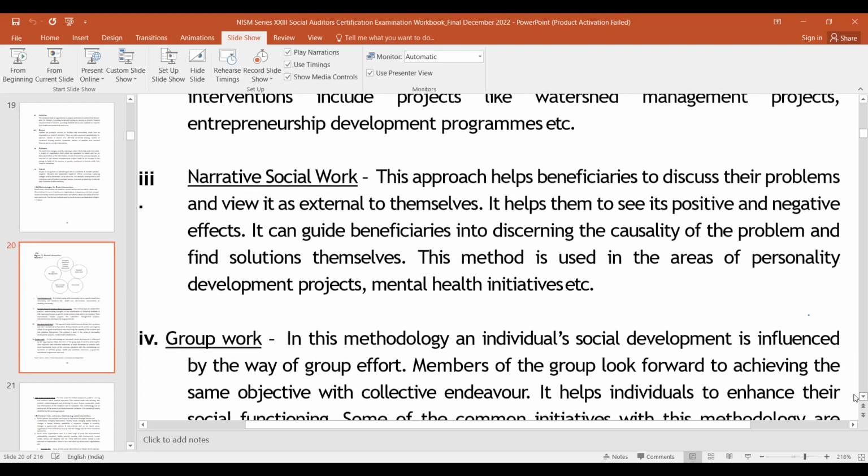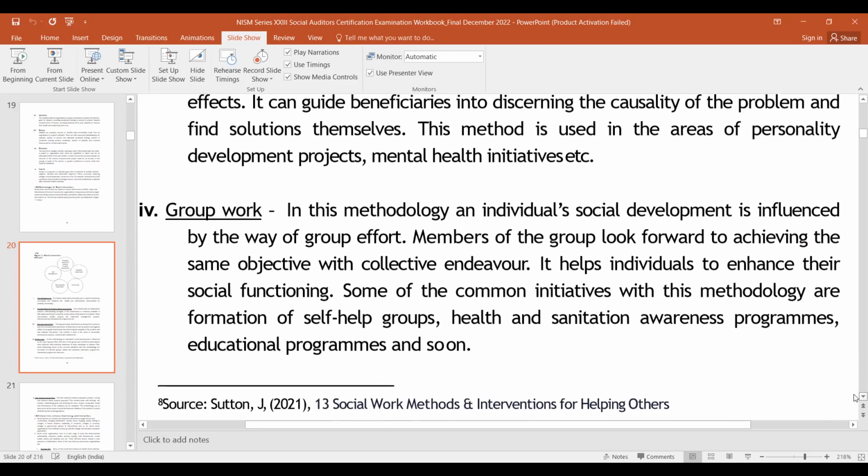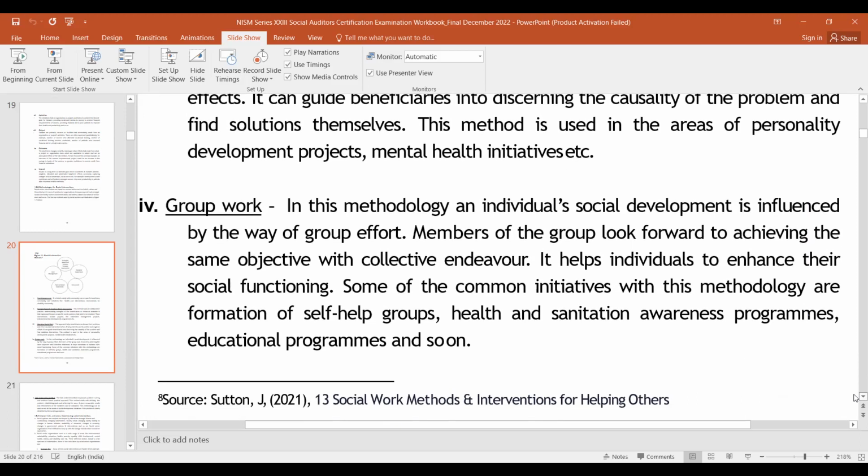Next is group work. So in this methodology, an individual's social development is influenced by the way of group effort. Now, it helps individuals to enhance their social functioning. Some of the common initiatives are through health and sanitation awareness programs, educational programs, and so on.